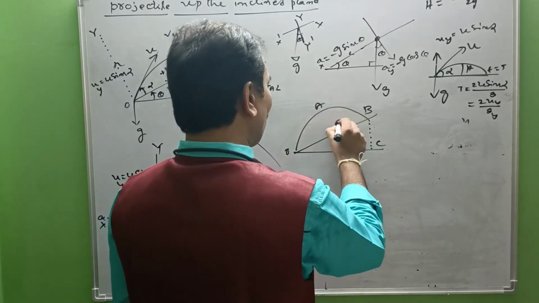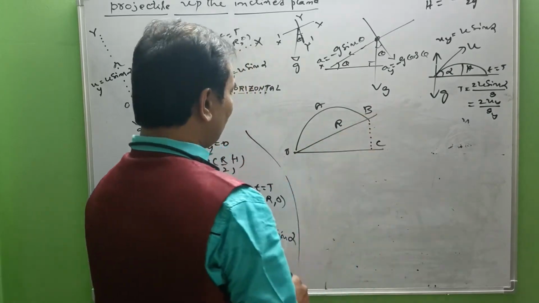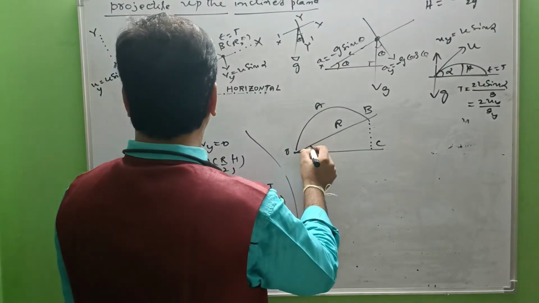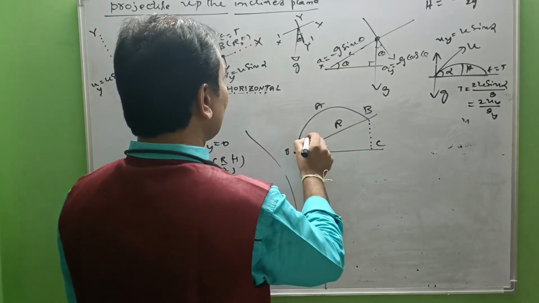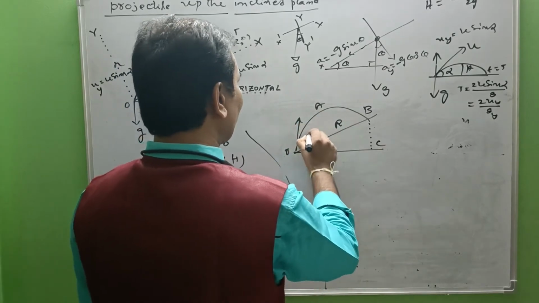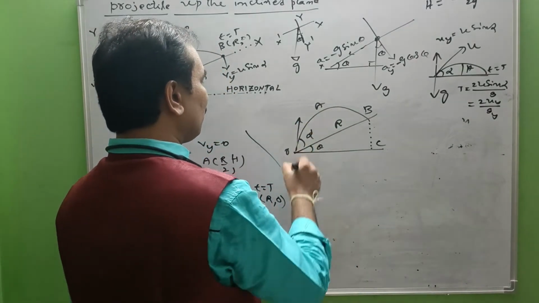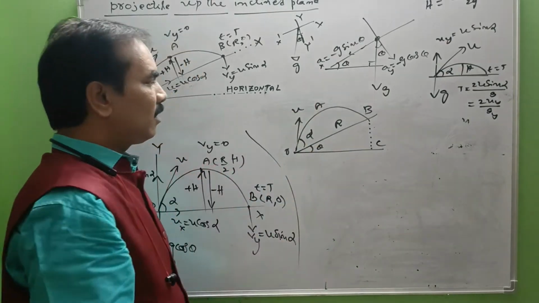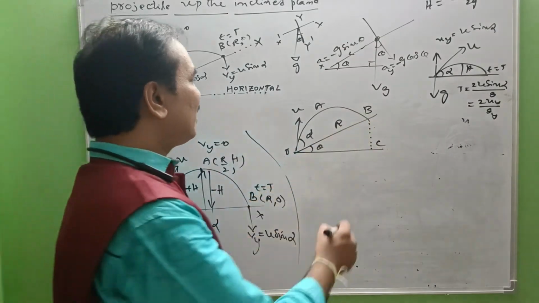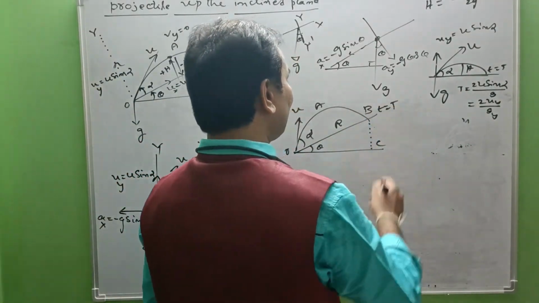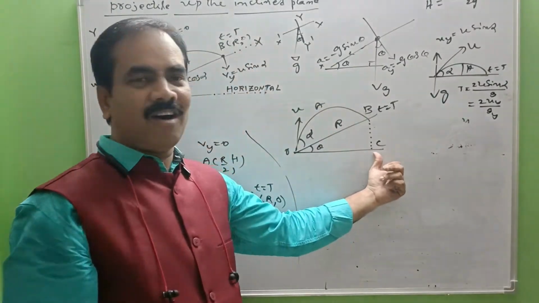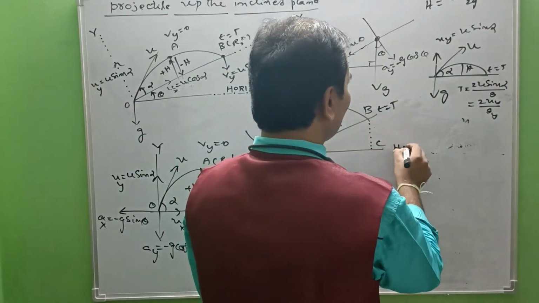Now what is this component OB? That is R, OB equals R. Now what is the angle here? Theta. And the angle made by u with the incline is alpha. Here it is B. Now the time taken by the projectile to reach B from O is capital T. In the same time, the projectile covers this much distance along horizontal.